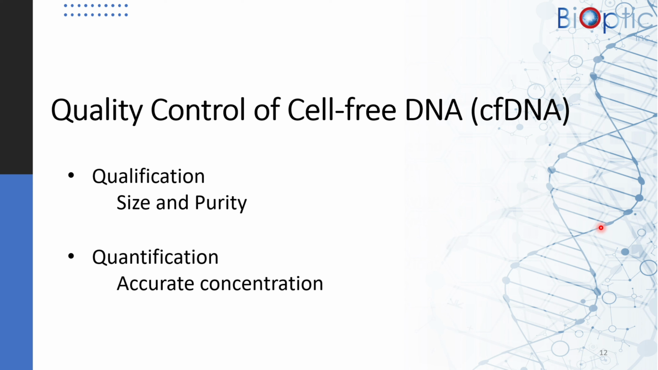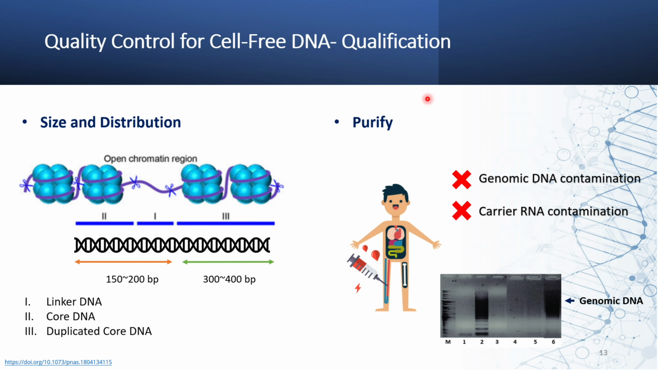Next, we will present how to do the quality control for various applications on the QSep system. The first one is the qualification and the quantification of the cell-free DNA on the QSep platform. There are two major points for cfDNA qualification: size and purity. The cfDNA is from fragmented genomic DNA with mixed sizes. The major size of the cell-free DNA is about 150 to 200 base pair.